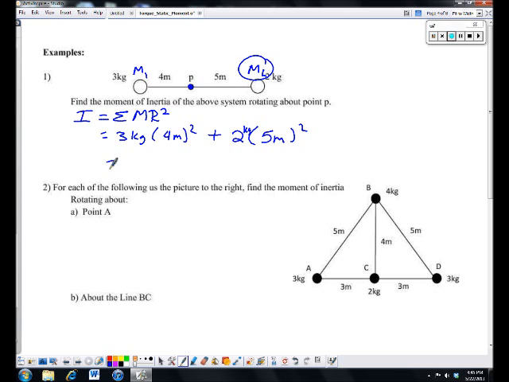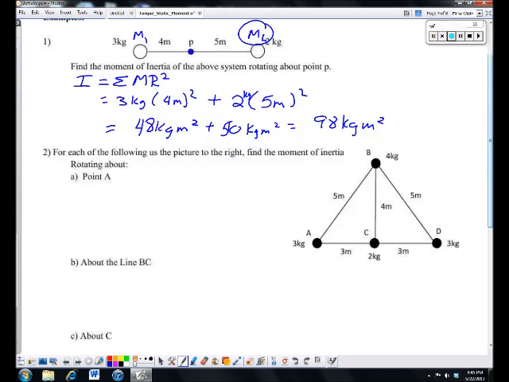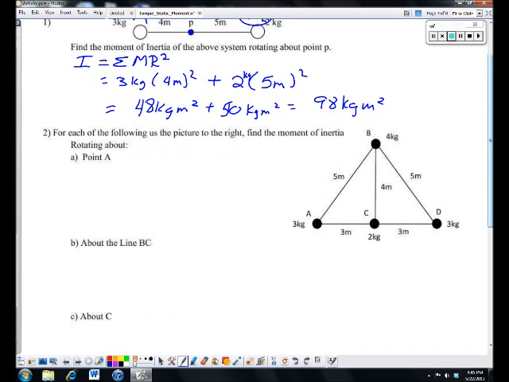If you check your units, you get something interesting. 4 squared is 16. 16 times 3 is what? 48? Something like that? 16 times 3. 15 times 3, 45. 48 kilogram meters squared plus, let's see, 25, 50 kilogram meters squared, and we get 98 kilogram meters squared. Pretty straightforward, not too terrible.